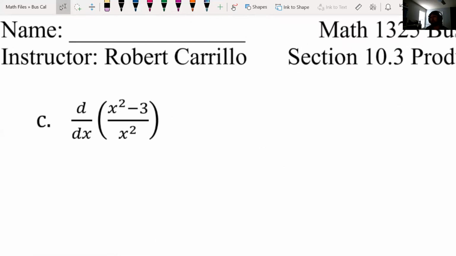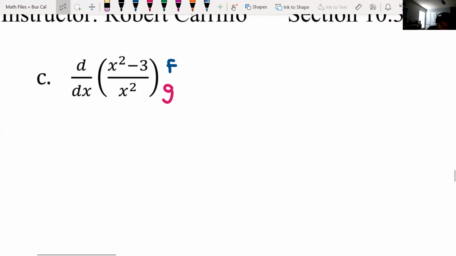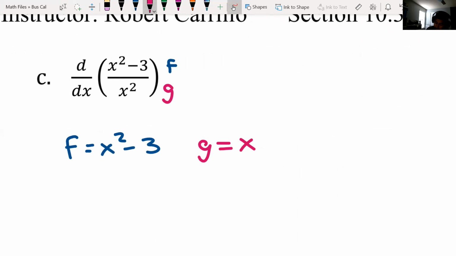C, d over dx of (x squared minus 3) over x squared. So do the same. Numerator's f, denominator's g. F is x squared minus 3, and g is x squared. Derivative of f is 2x. Derivative of g is also 2x.